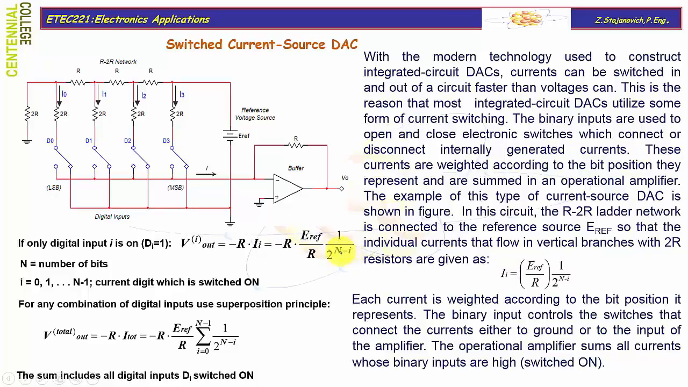where n once again designates the total number of bits and i is the current bit position that is turned on and whose contribution to the output voltage is Vi out. Of course, if we have any combination of the switches, then we will use the superposition theorem. So we will sum all currents that are switched on, which will then constitute the total current I.